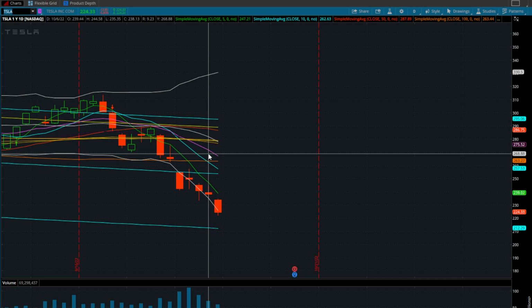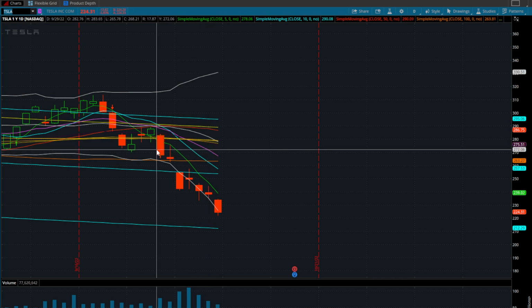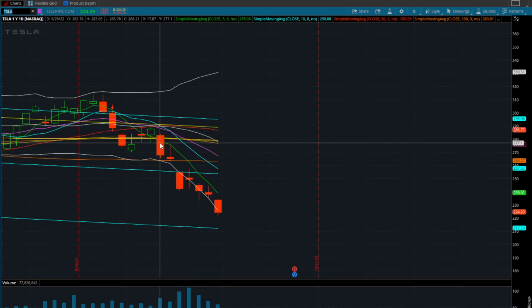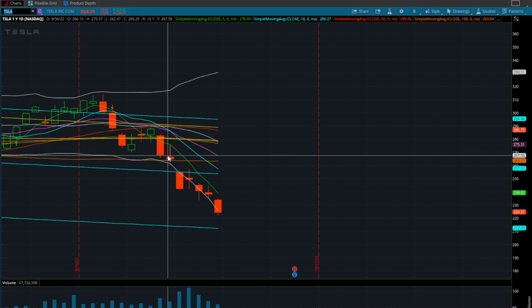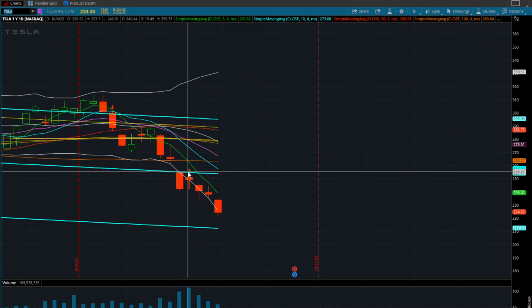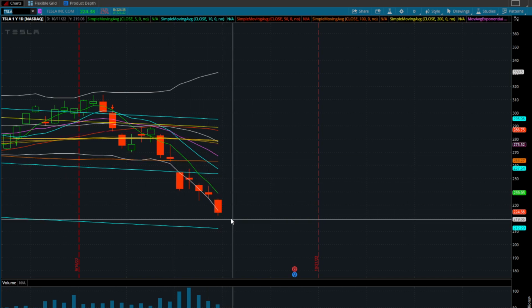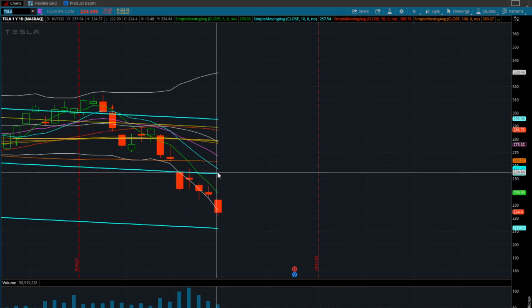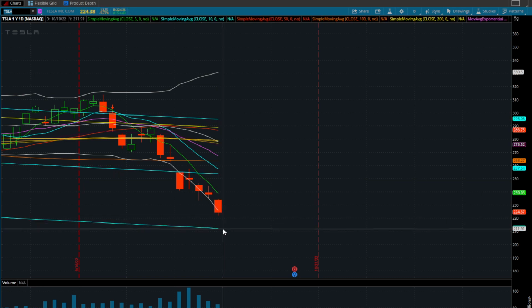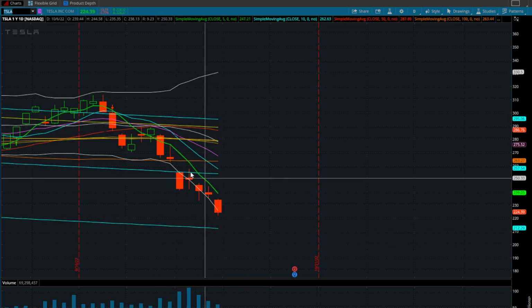What I'm looking at here is a clear power trend down ever since losing the 5-day moving average on the 29th of September. You can see we tried to backtest it 1 time, 2 times, 3 times, getting rejected. All this is a nice power trend down. Now we're in the middle of a channel range, top of the range being 254, bottom of the range being 211. This is a huge range here.